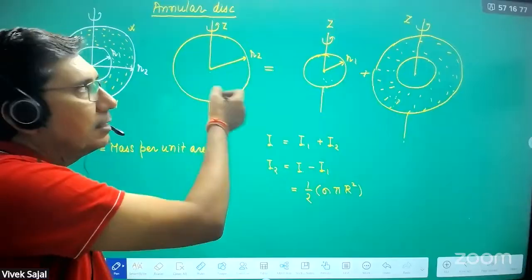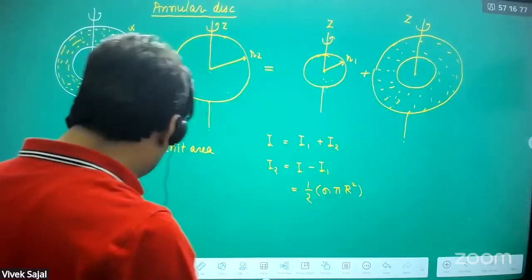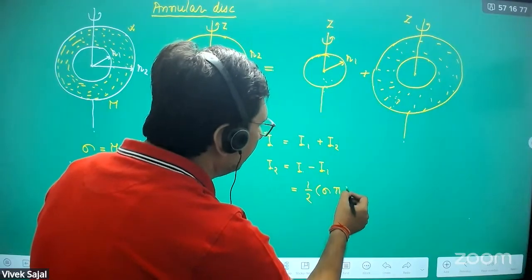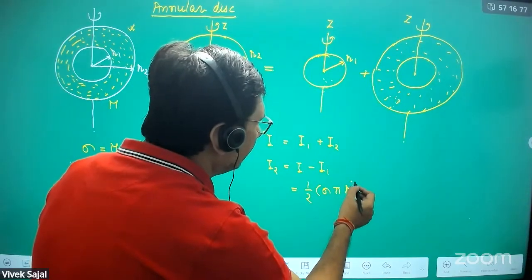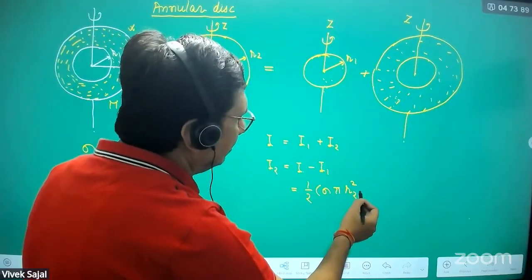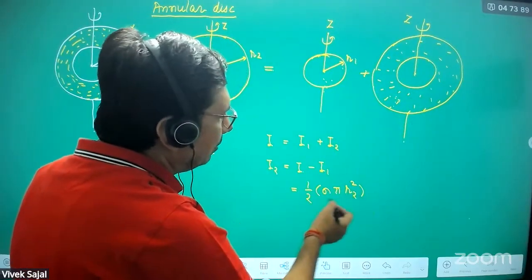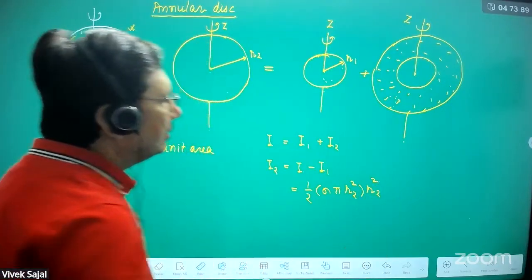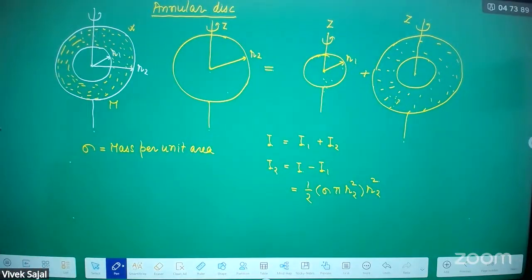ठीक है. एरिया कितना है? pi r2 लिख लो बेटा इसे. Please write it as r2 square. Pi r2 square. और ये कितना है? r1. और ये मुझे पता करना है. r2 square. तो ये 1/2 m r square. So this will be r2 square. This will be I. माइनस I1.